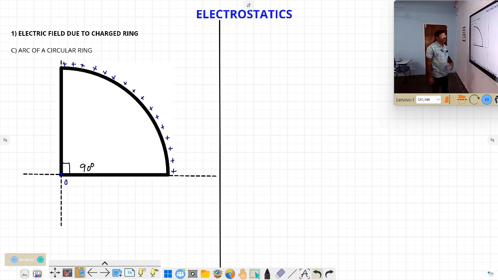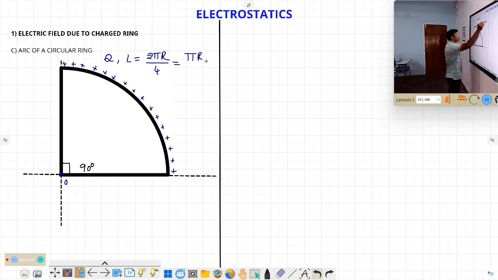We need to understand first that the charges are distributed on this wire, which is a quarter part of the circle, that is, one part of a circle. So the total charge of this wire, let us take as q. The length of this wire is a part of a circle. The total length of the circle is 2 pi r, and one fourth of that is pi r by 2, the length of the wire.